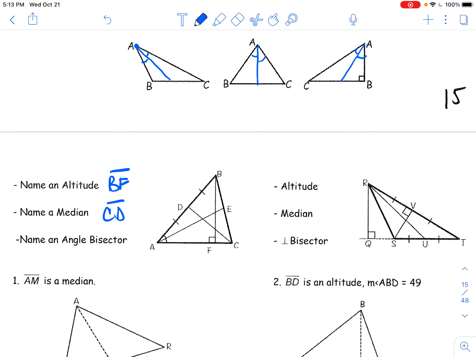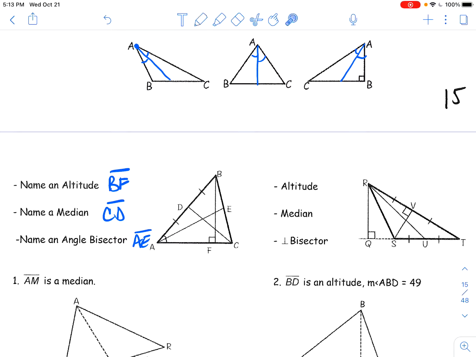And the last one is an angle bisector. An angle bisector is a ray that divides the angle into two equal parts. And so if I look at this angle A, see how we have two congruent little parts? This will be my angle bisector. And so that's AE.